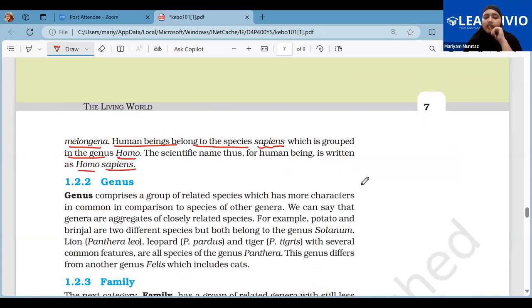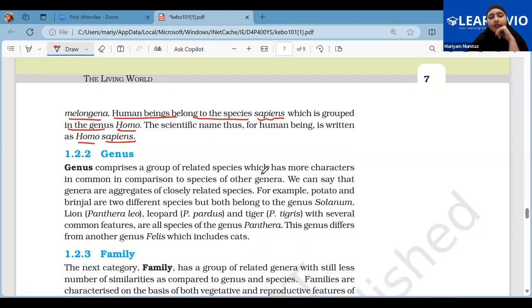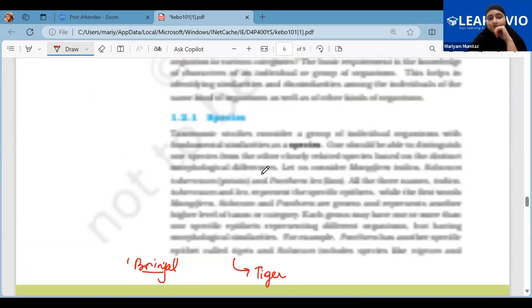Yes, ma'am. Okay. Now, species, is it the lowest category or the highest category? Lowest category. Now, the similarities amongst the species will be highest or lowest? Highest. Okay. Now, another question.